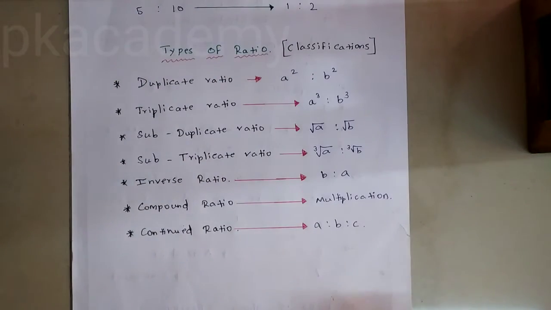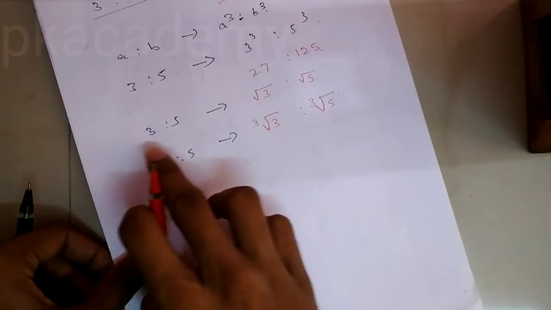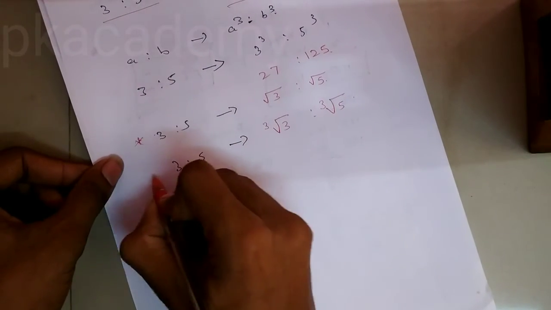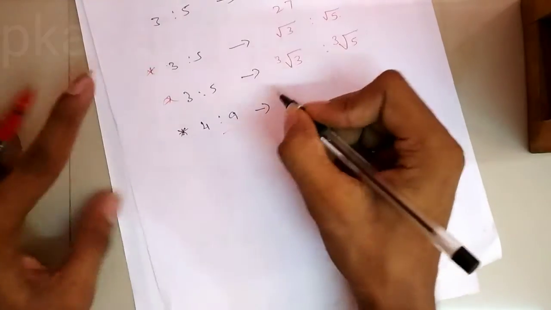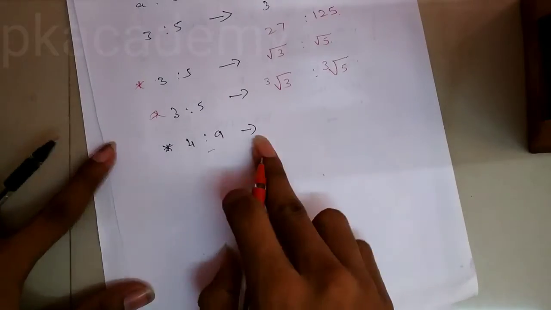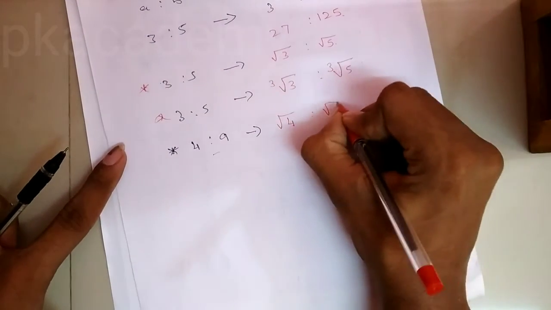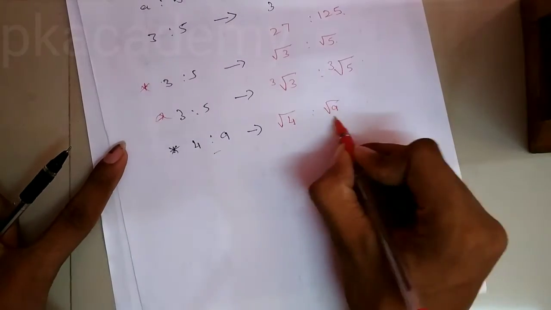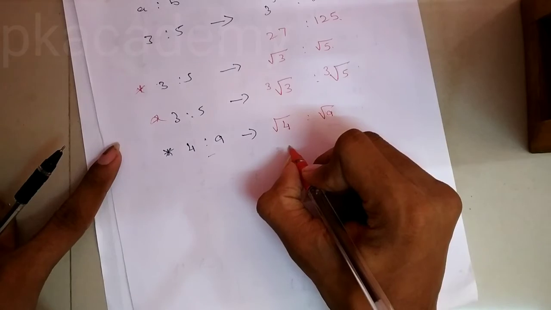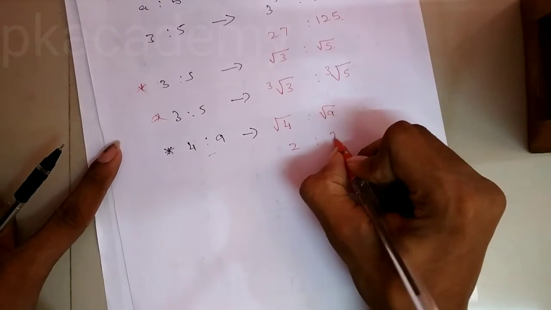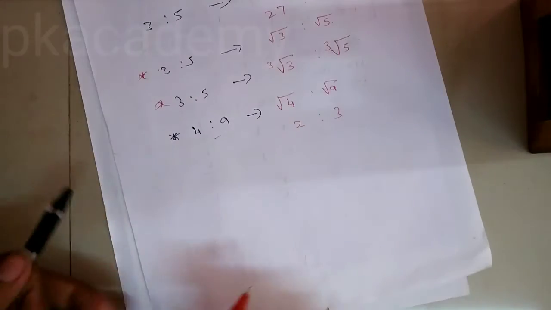Okay, let me give you a good example to understand this. If they give us the ratio 4:9 and want to convert it into subduplicate ratio, then we have to do √4 is to √9. We can't leave it like that, so we have to take the numbers out of the root. So the answer is going to be 2:3. Okay, 2 2s are 4 and 3 3s are 9.